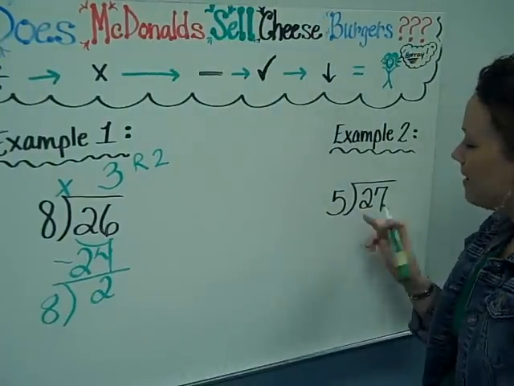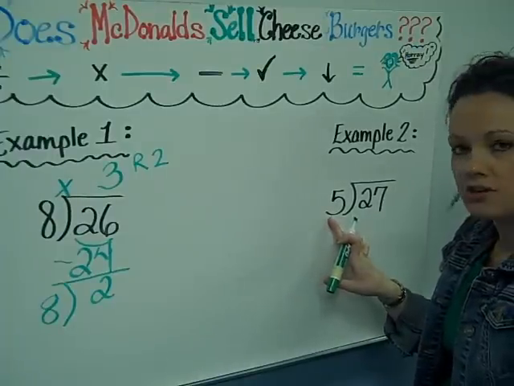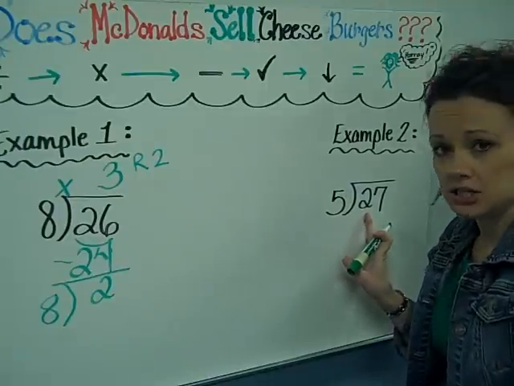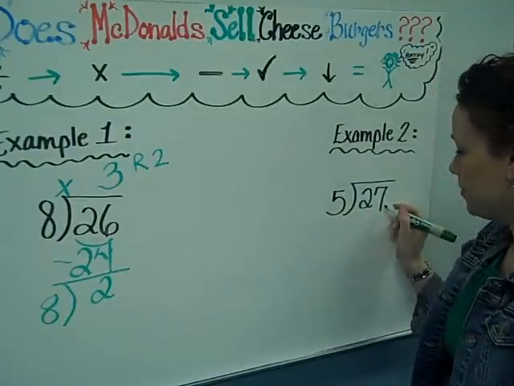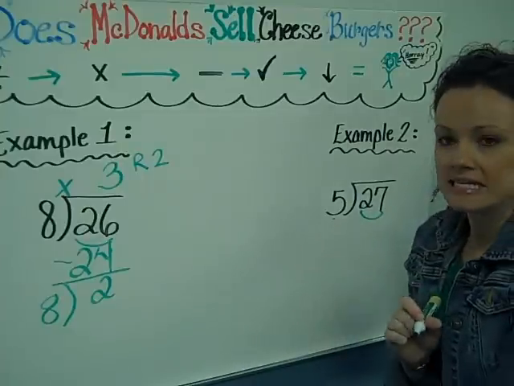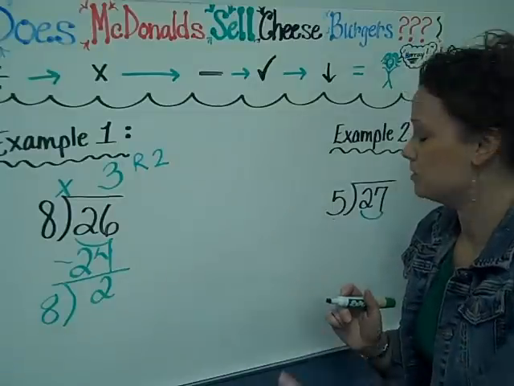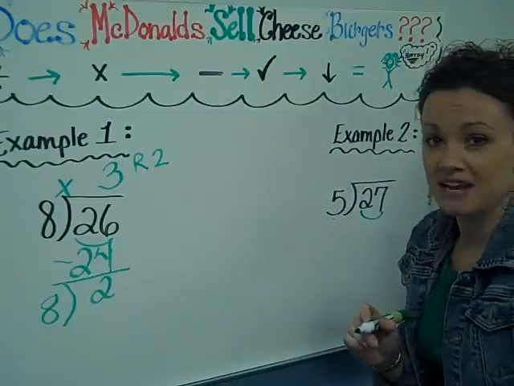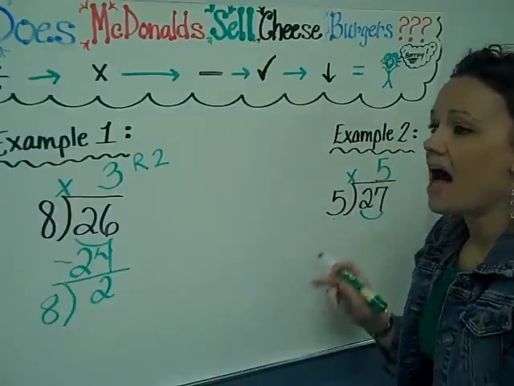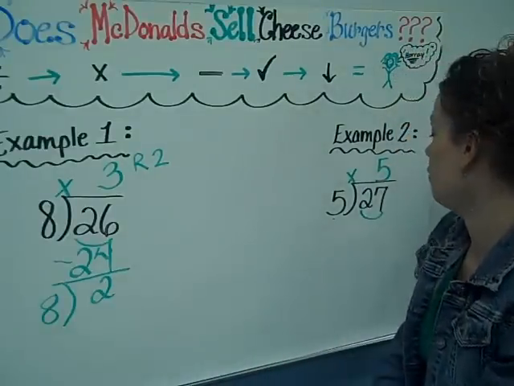27 divided by 5. So our first step is to ask, how many times does our divisor go into the first number of our dividend? Does 5 go into 2? That answer is no. So we pull in the next digit. How many times does 5 go into 27 without going over? Think of your multiplication tables. And that answer would be 5. 5 times 5 gives us 25, which is the closest we can get to 27 without going over.